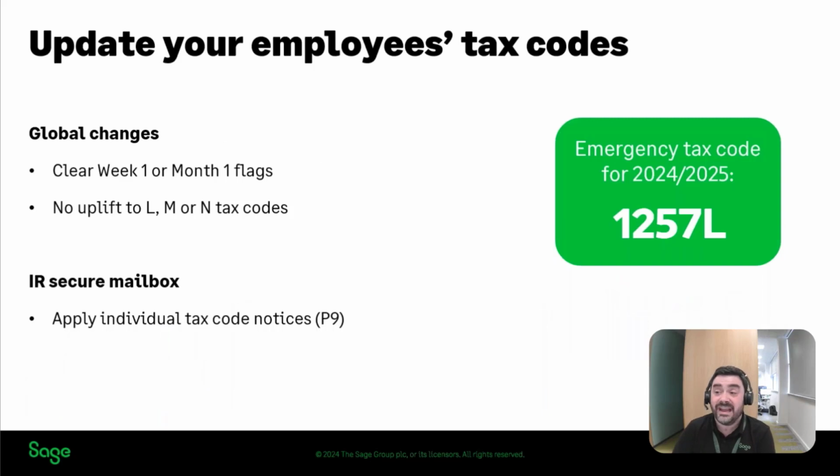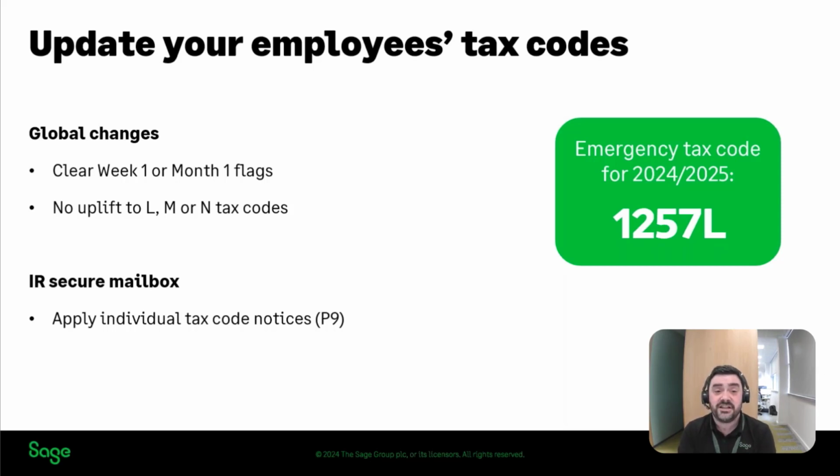So at the start of each tax year, there are usually some global changes to make to tax codes, and this year is no different. You will need to clear week 1, month 1 flags for all existing employees so that tax is calculated on a cumulative basis moving forward into the new year. So we suggest using global changes for this because you can do it in a one-er and you can make sure no one is missed out.